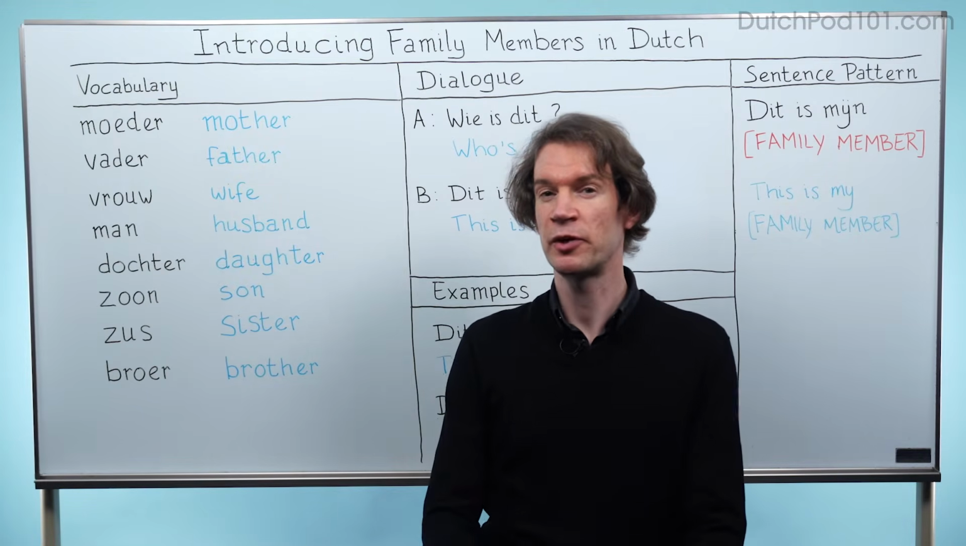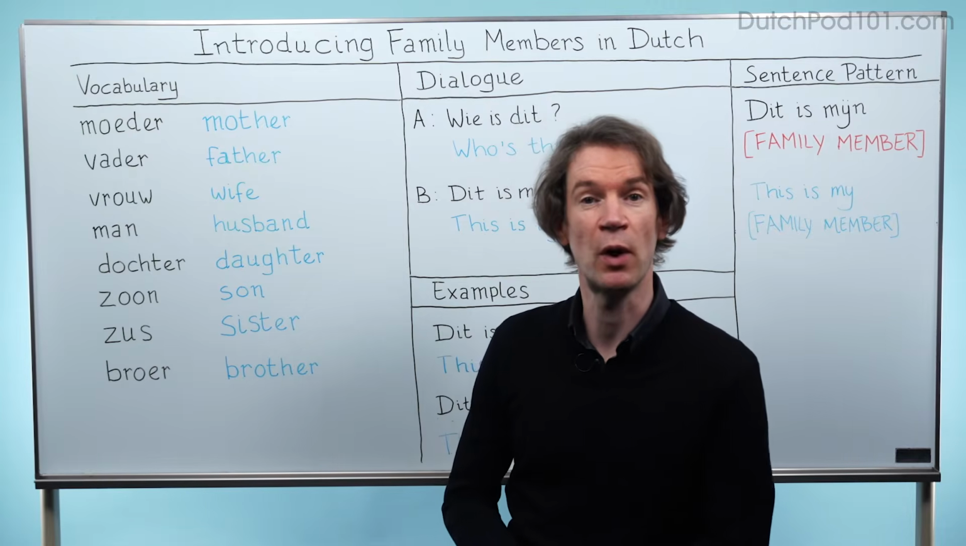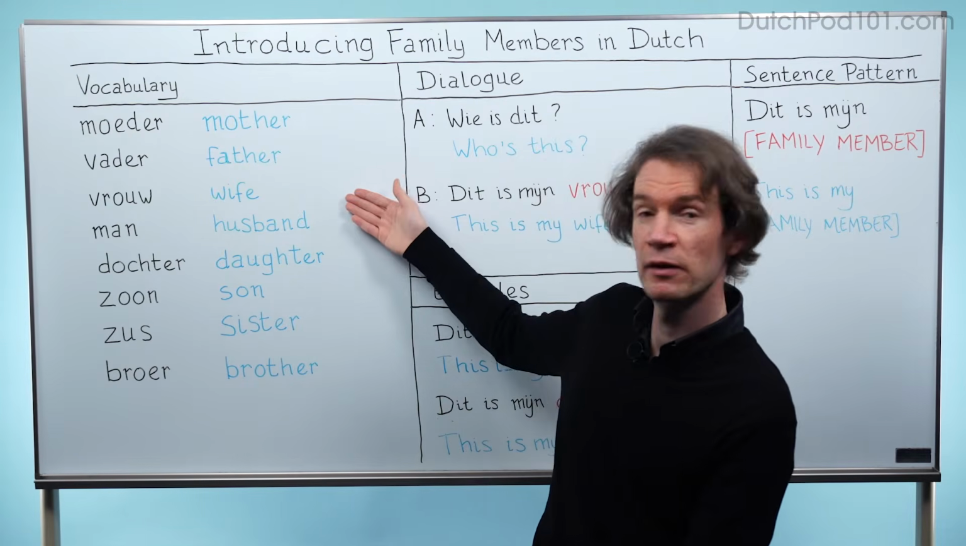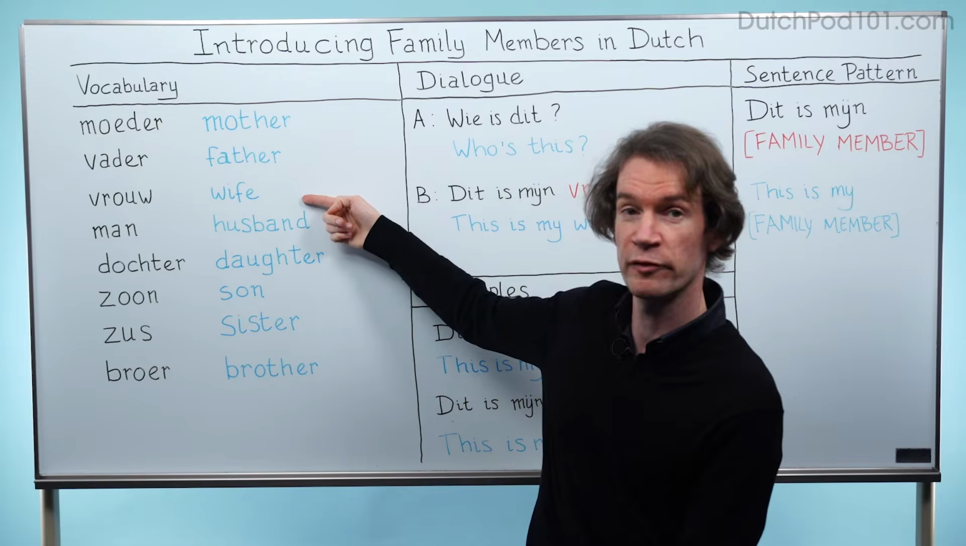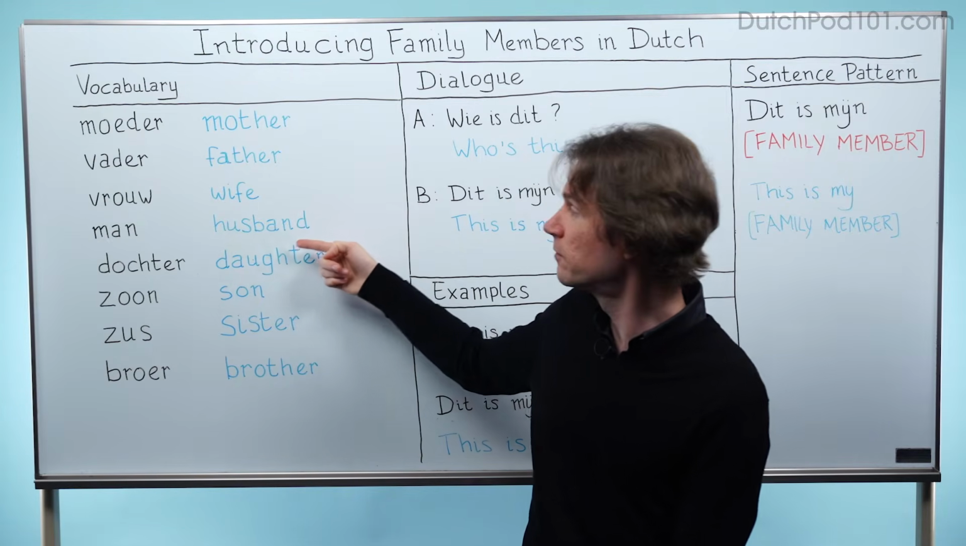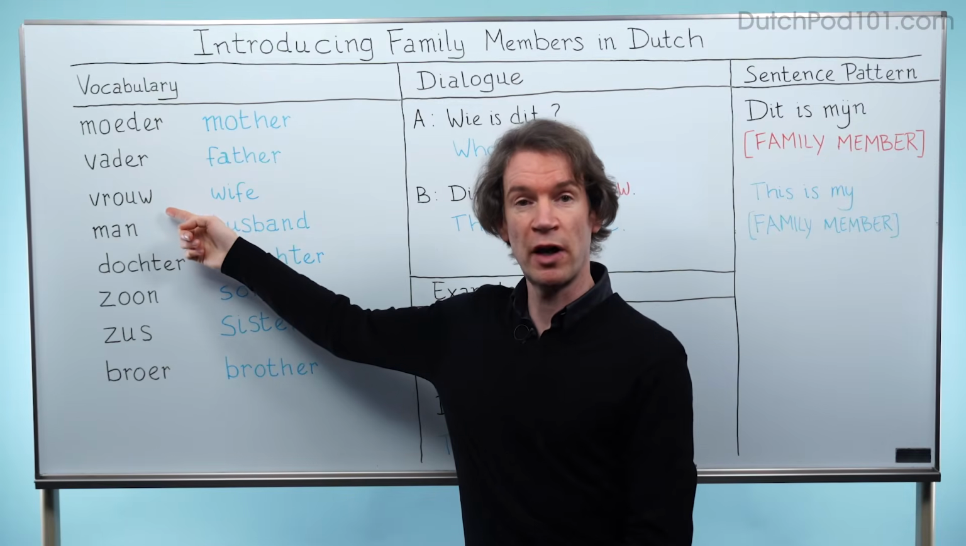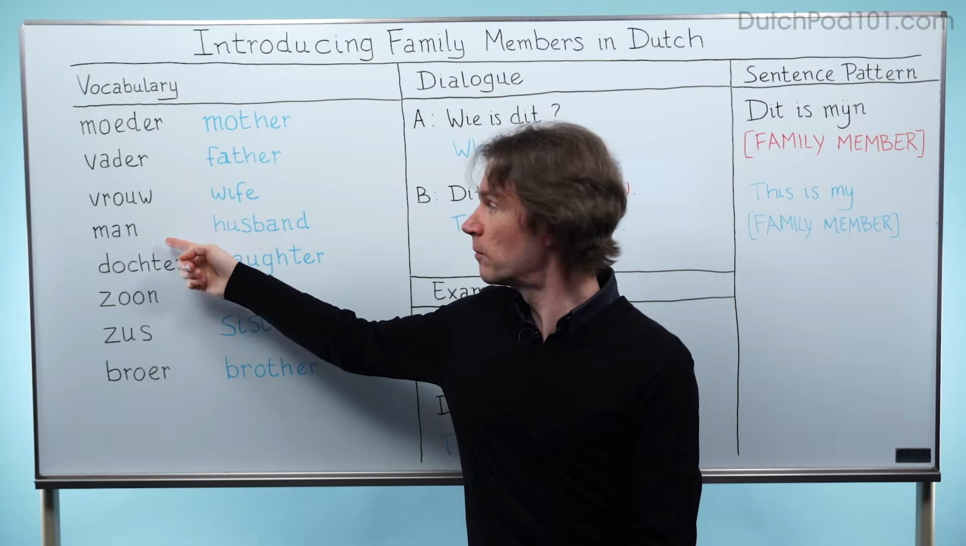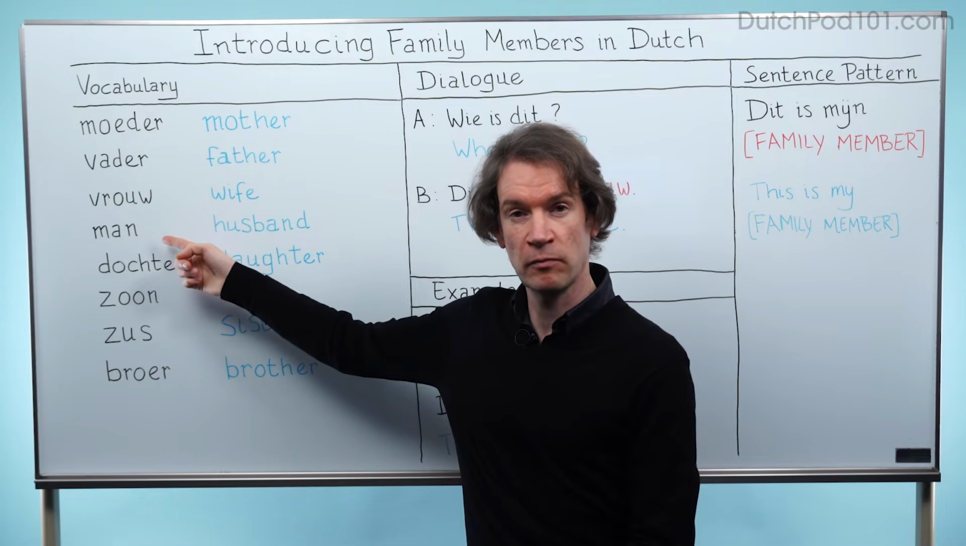Now, if the parents are a married couple, they will also be a wife and a husband. Vrouw, wife. Man, husband. Vrouw. Man.